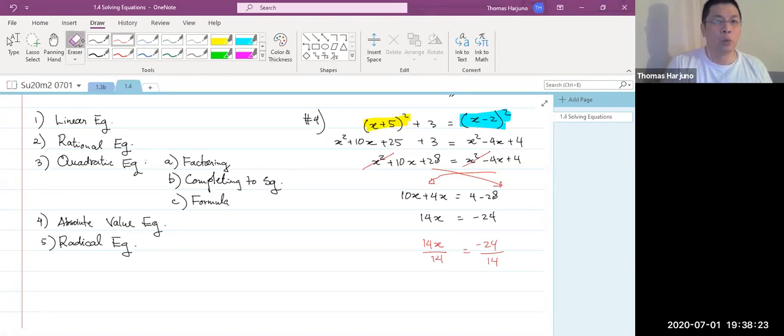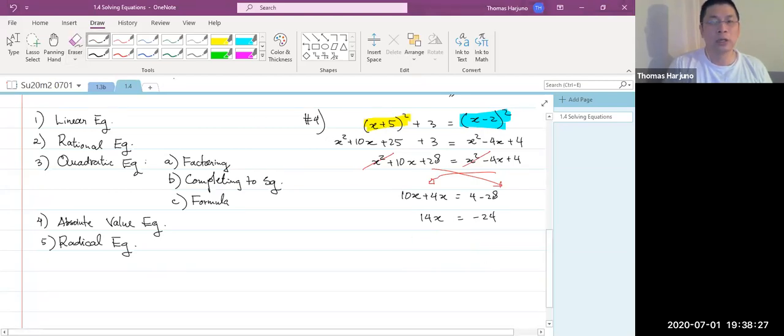Now, the way I taught my pre-algebra student is we always undo the operation. The operation here is multiplication, so I will undo that on the other side. So x equals negative 24 over 14. So undo multiplication becomes division on the other side. Now I reduce: negative 12 over 7.